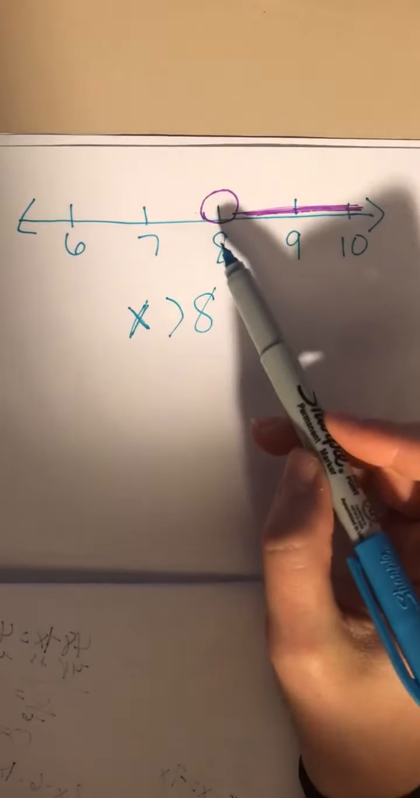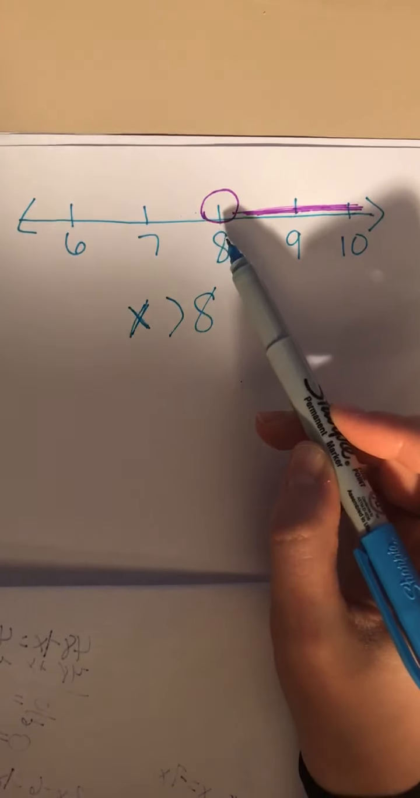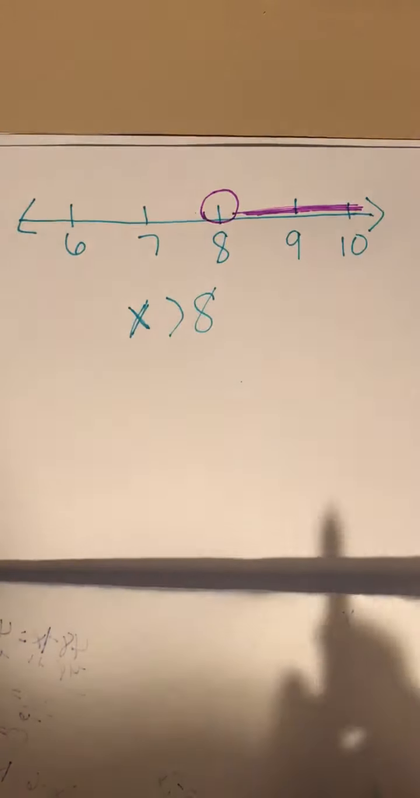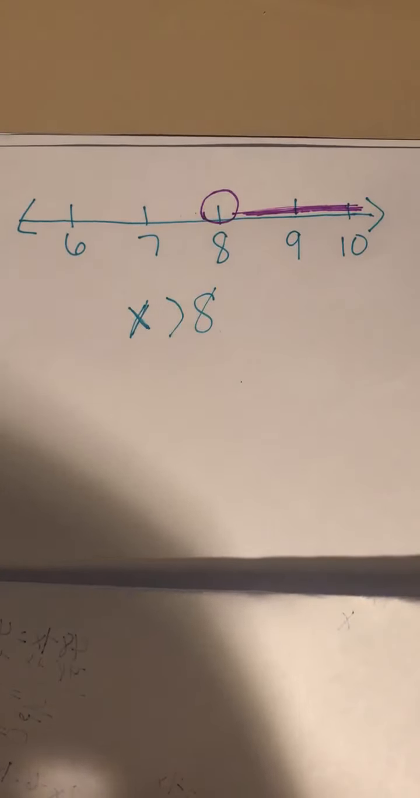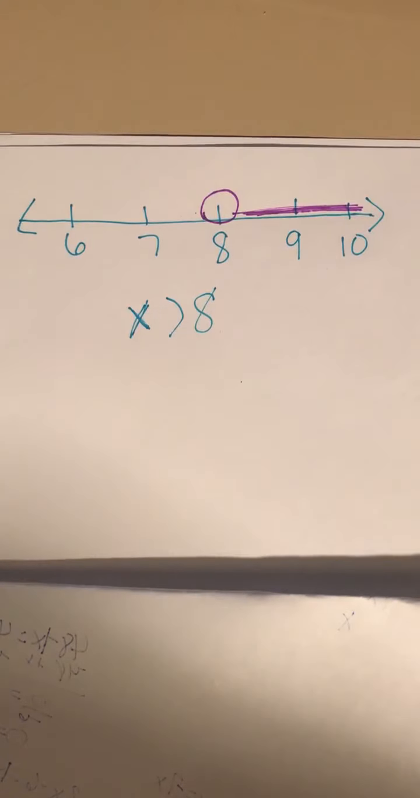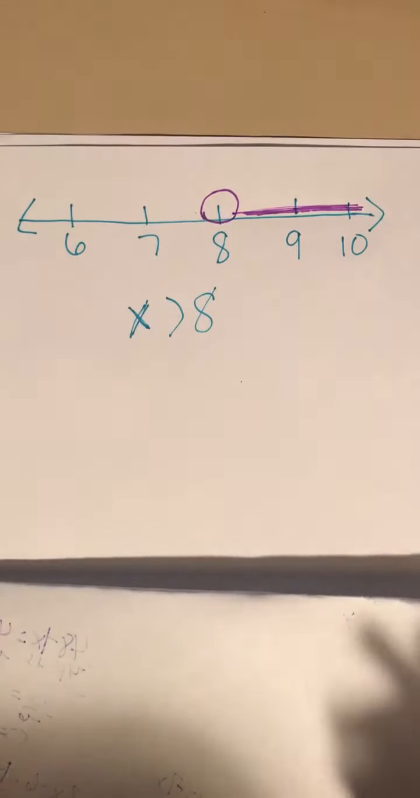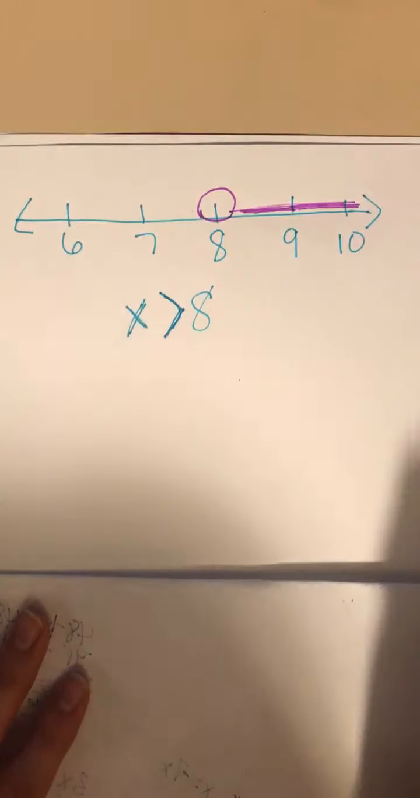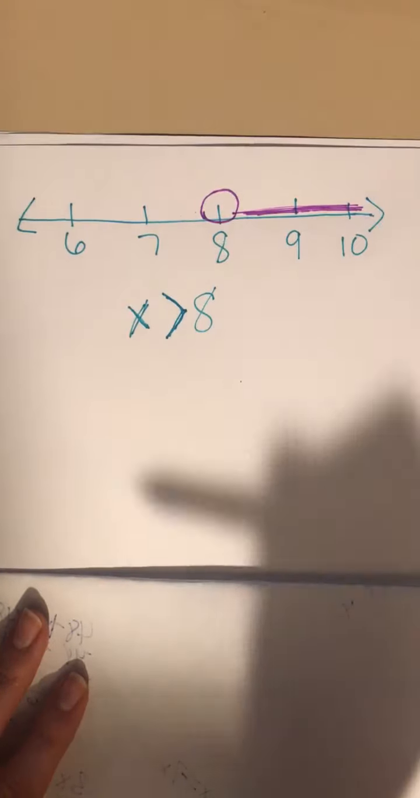Now, if you notice, this dot is open. The open dot means 8 does not make the sentence true, which means that it doesn't include 8. It has to be a number greater than 8. It's not 8, and numbers 8, 9, 10, 11, 12. It's all the numbers after 8, not including 8. Okay, so my answer for this one would just be x is greater than 8 because my dot is open.